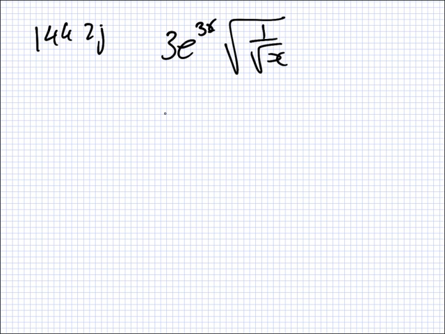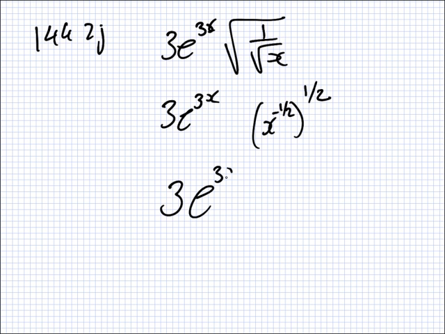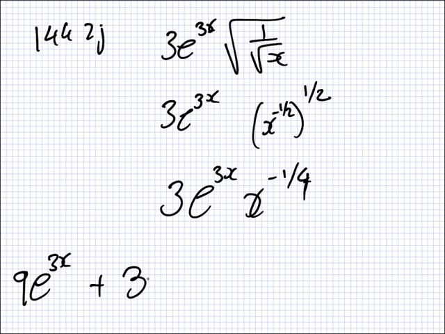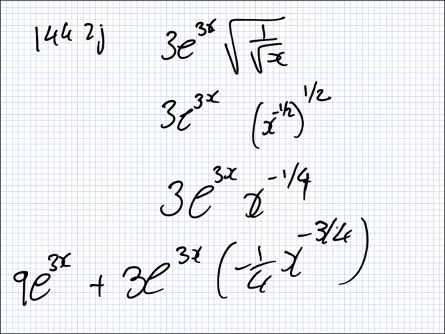So to get this as a power, the whole thing is power a half, and then inside is x to the power minus a half, because that's what 1 over root x is. So this is 3e^(3x) x^(-1/4). And now we need only the product rule. So that's 9e^(3x) plus 3e^(3x) times minus a quarter x^(-3/4). Chain rule, product rule, plus.